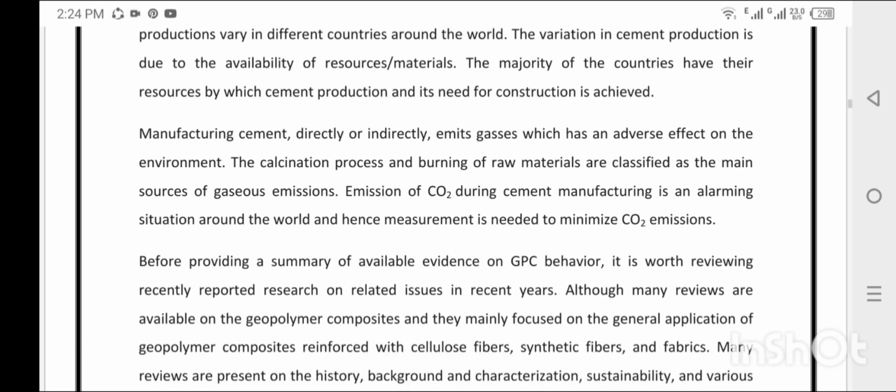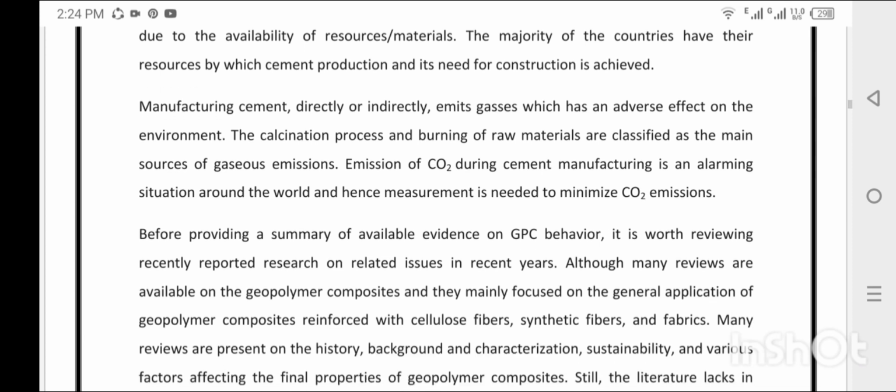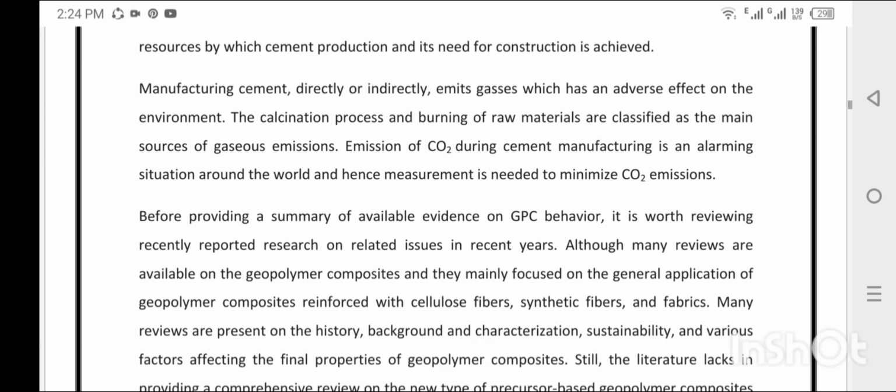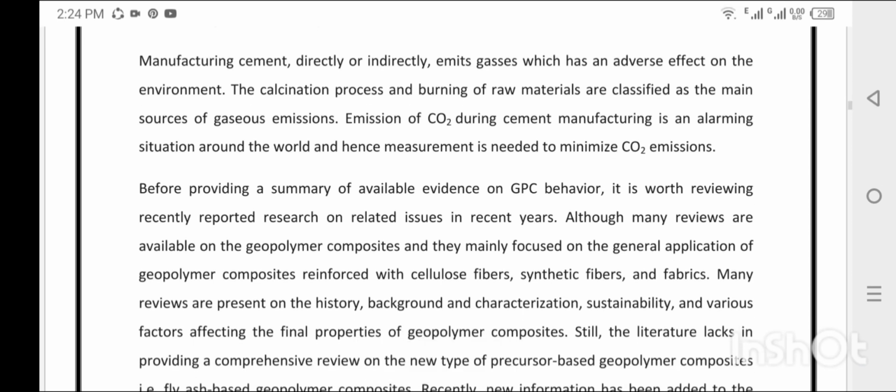Manufacturing cement directly or indirectly emits gases like carbon dioxide, which has an adverse effect on the environment. The calcination process and burning of raw material are classified as the main sources of gaseous emission. Emission of carbon dioxide during cement manufacturing is an alarming situation around the world, and hence measures are needed to minimize carbon dioxide emission.